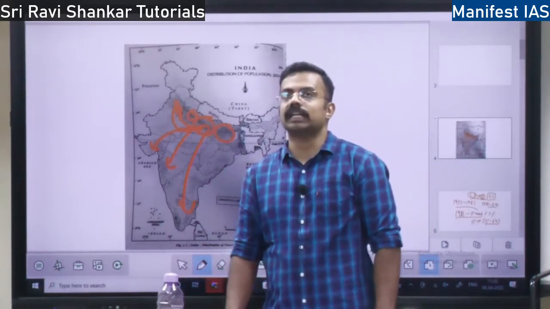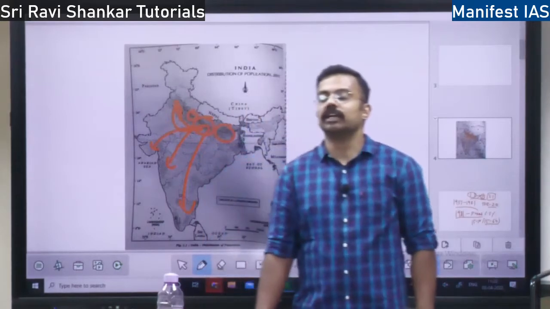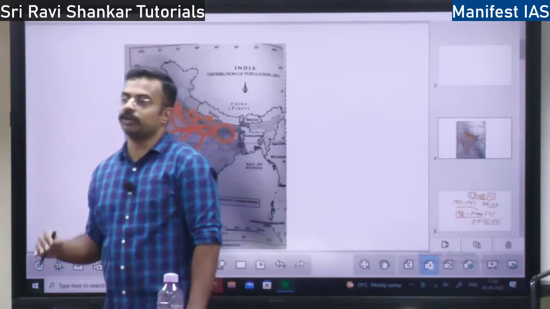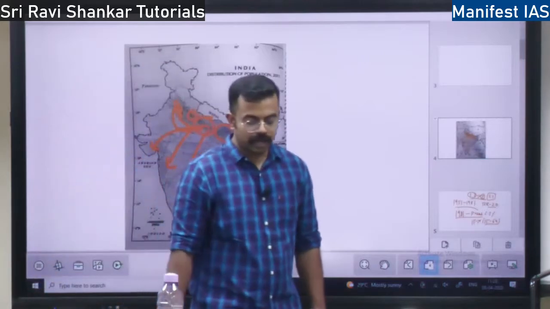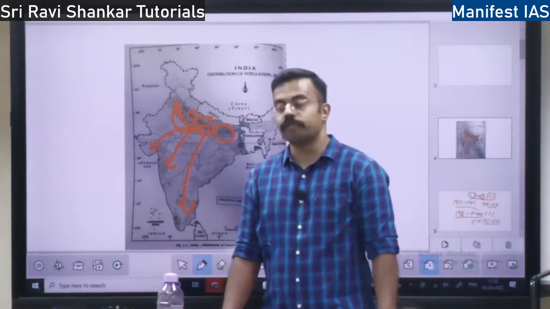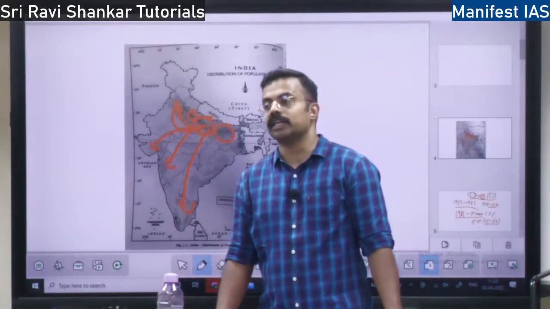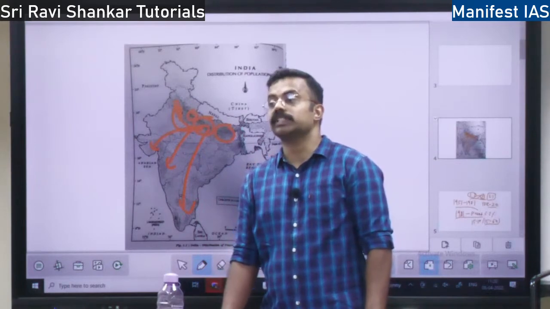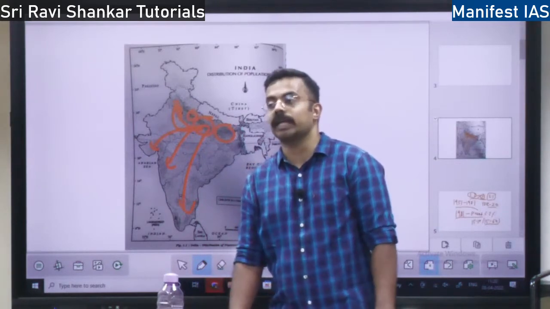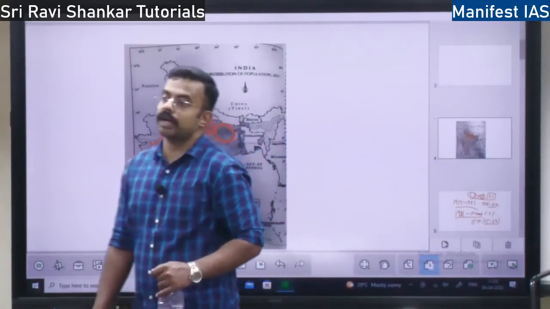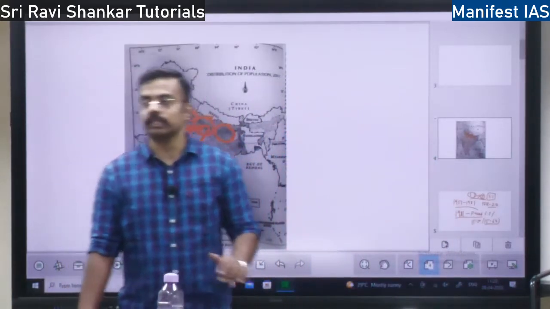With respect to international migration, there are two concepts, immigration and emigration. Immigration is coming into India, emigration is going out of India. With respect to immigration, 96% of immigrants come from neighboring countries, that is Sri Lanka, Bangladesh, Bhutan, Nepal, Pakistan, all these countries.